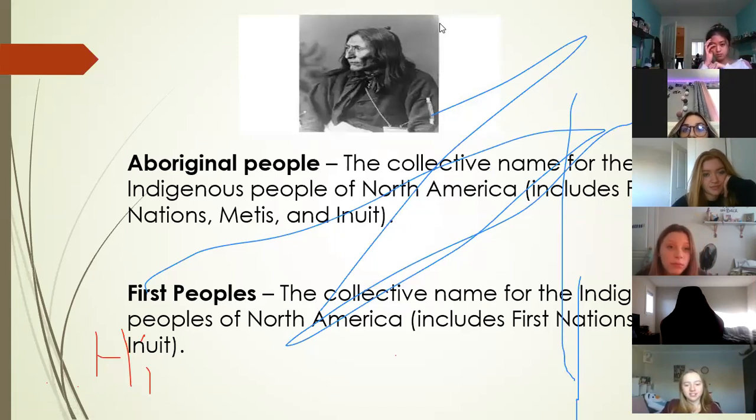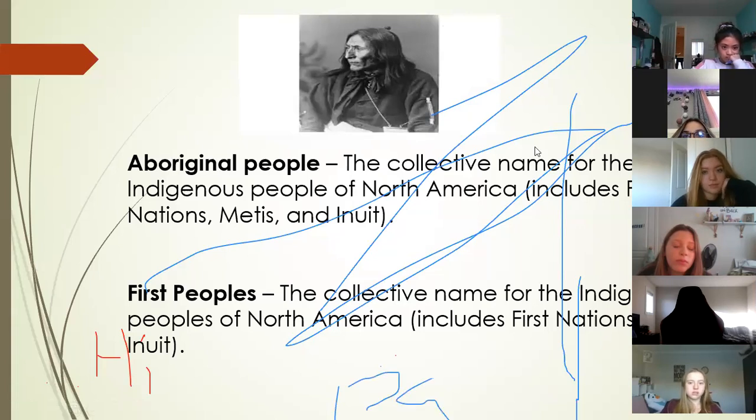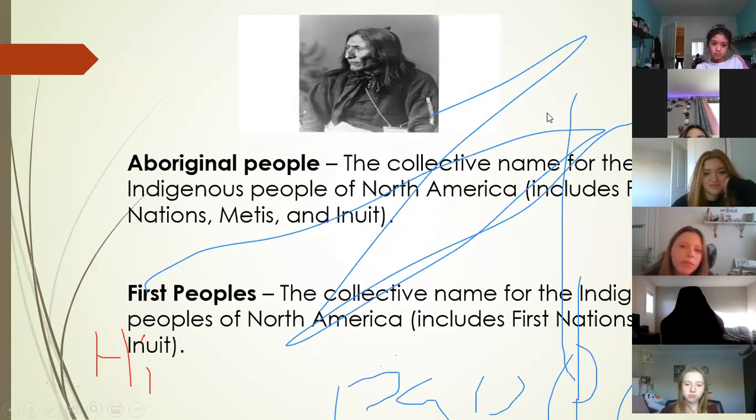when we look at our Aboriginal people, there are different categories of Aboriginal people. When we use the term Aboriginal people, we're talking about the collective name for all the Indigenous people in North America. So that includes the First Nations, the Métis, and the Inuit. So when I say Aboriginal people, I'm including all of those groups. If I say First Peoples, that's the collective name for the Indigenous peoples of North America. So the First Nations and the Inuit.